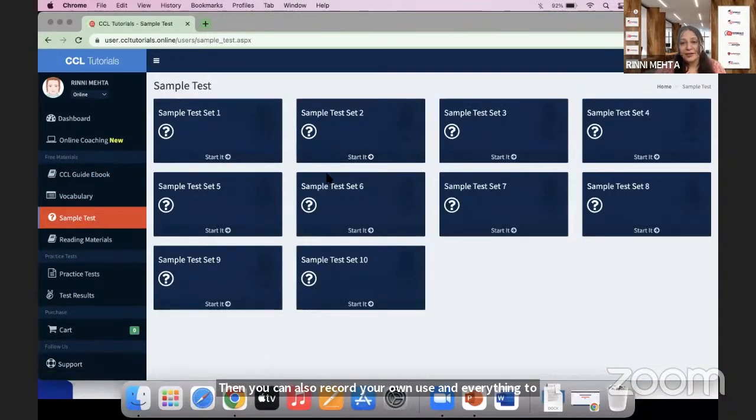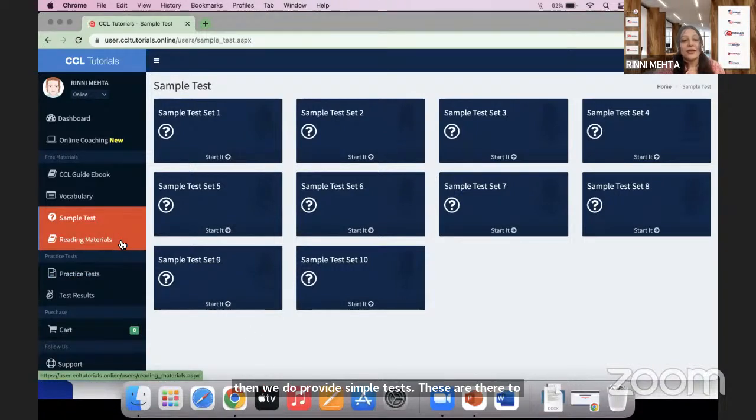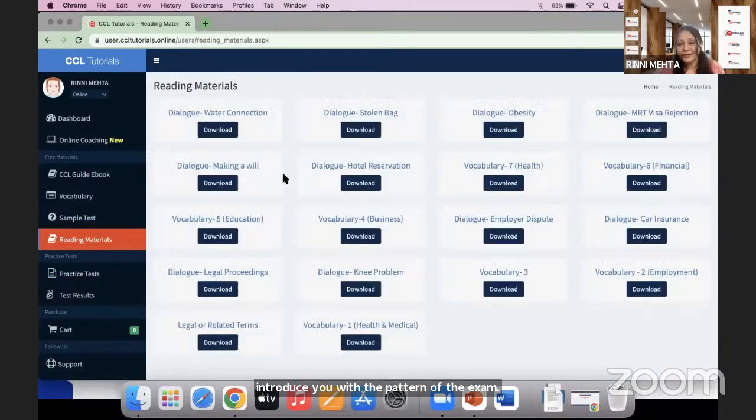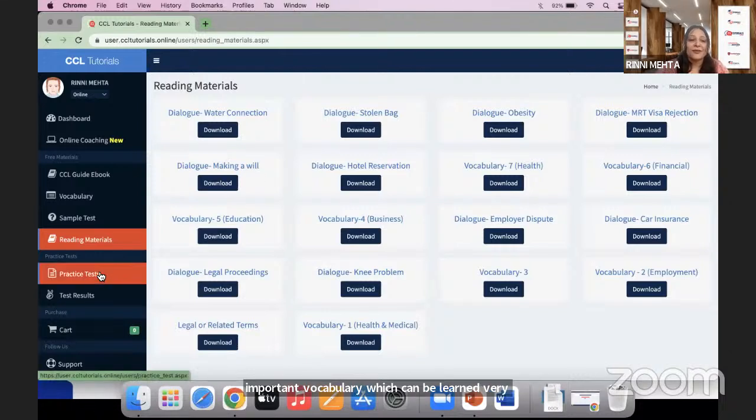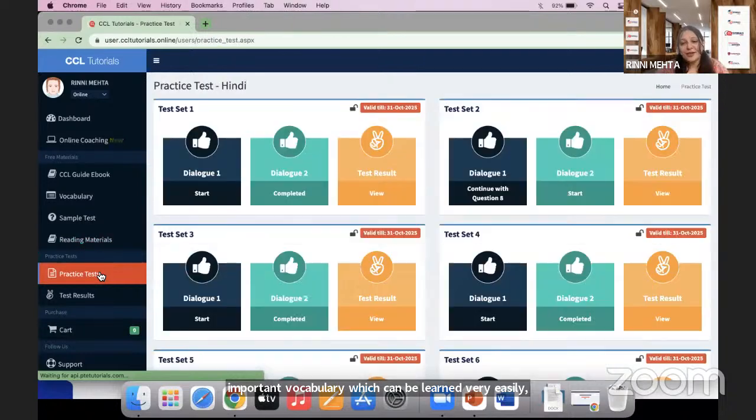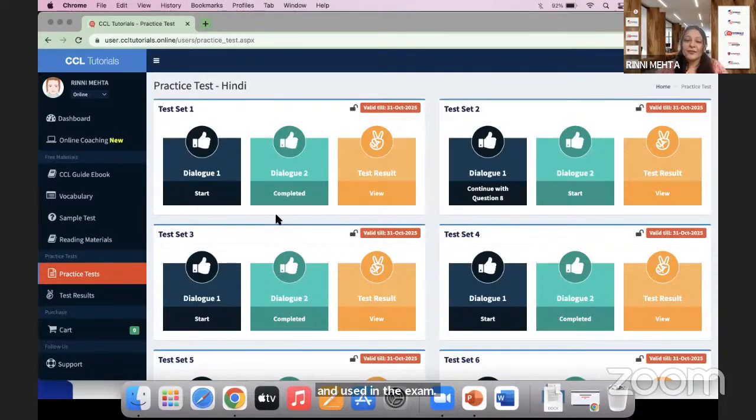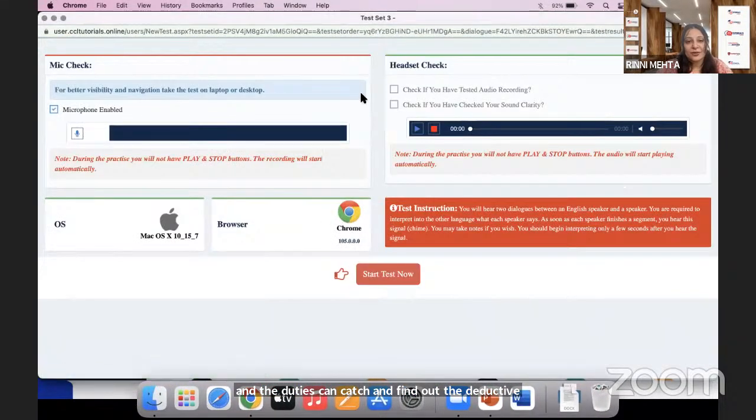Then we provide sample tests, which introduce you to the pattern of the exam. We have reading materials which include real exam questions and some extra vocabulary to go through. You cannot be an encyclopedia, right? So we give you the important vocabulary, which can be learned very easily and used in the exam. But the main part of the class will always be a practice test. We do a practice test every day in class and discuss it with you. The students also translate in front of the teachers, and the tutors can catch deductive marking or any other mistake. Let me do this question with all of you.